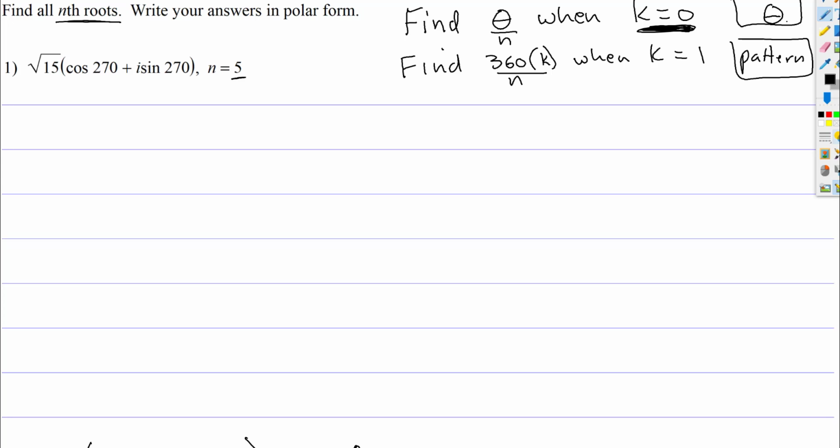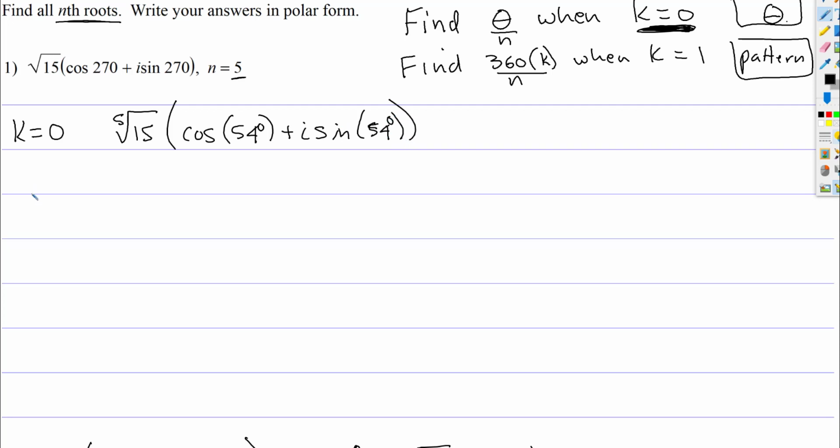All right. When k is equal to 0, this is 360 times k. When k is 0, 360 times 0 is 0. So for when k is 0, all we have is this. So this is what happens. When k is 0, you have the fifth root of 15 times cosine of 54 degrees plus i sine 54 degrees.